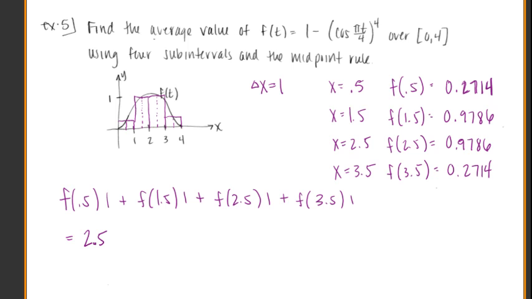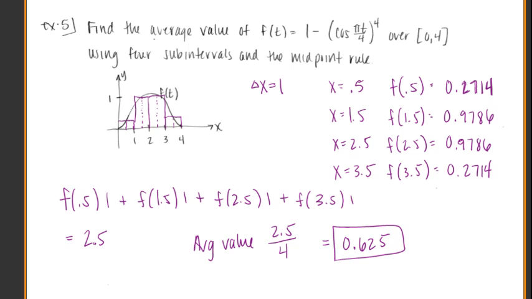Now the problem though wants us to find the average value. So the average value would just be taking this 2.5, which is over all of it, and dividing it into those 4 equal parts. So the final answer then is 0.625. Okay, let's go on to the last problem.